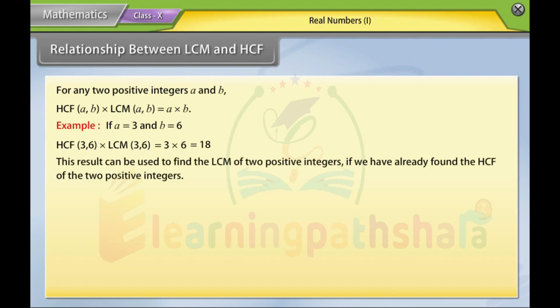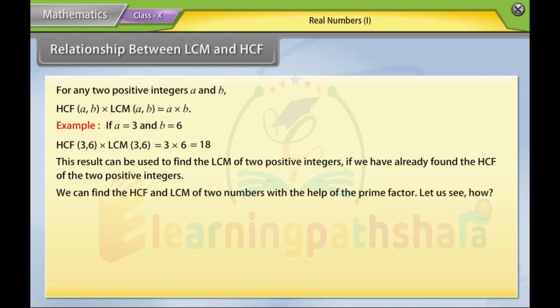This result can be used to find the LCM of two positive integers if we have already found the HCF of the two positive integers. We can find the HCF and LCM of the two numbers with the help of the prime factors. Let us see how. Find the LCM and HCF of 510 and 276. 510 is equal to 2 into 3 into 5 into 17. 276 is equal to 2 into 2 into 3 into 23.